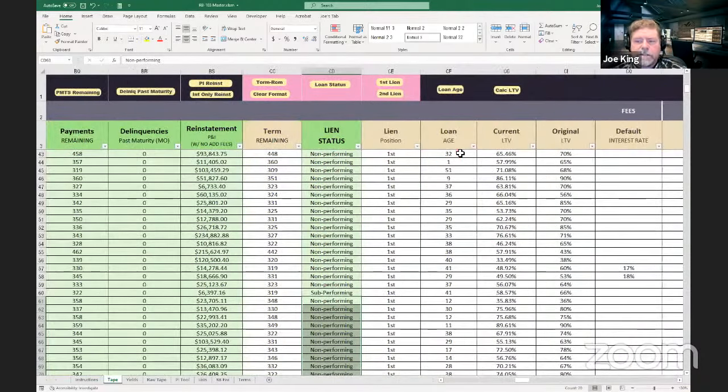The loan age is also important for us. And sometimes this is given to us by the seller, and sometimes it's not, where we can calculate it on our own based on the information that's been presented to us. So we're always looking at that.